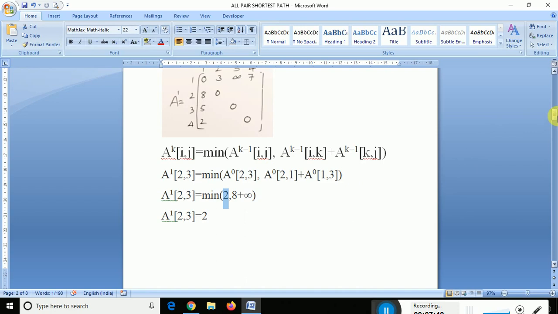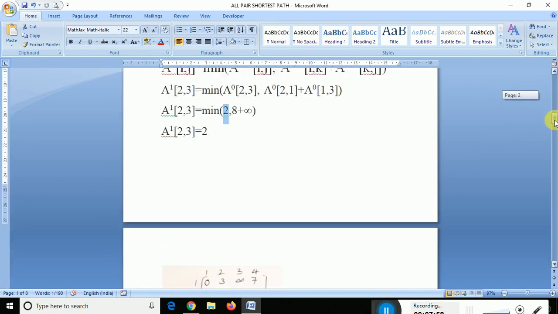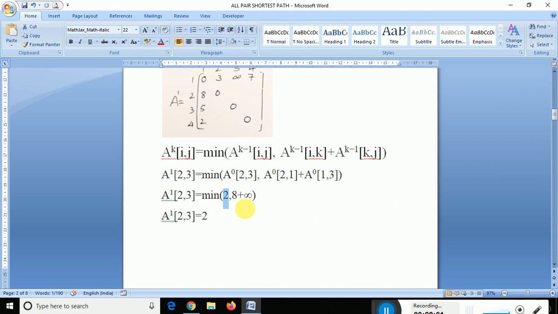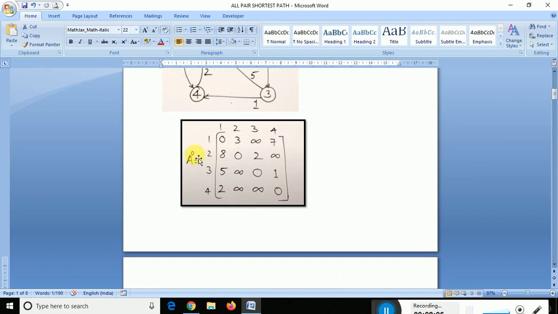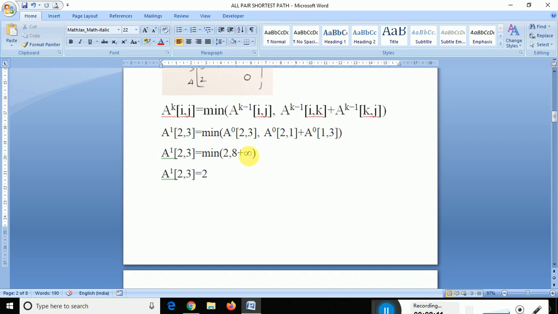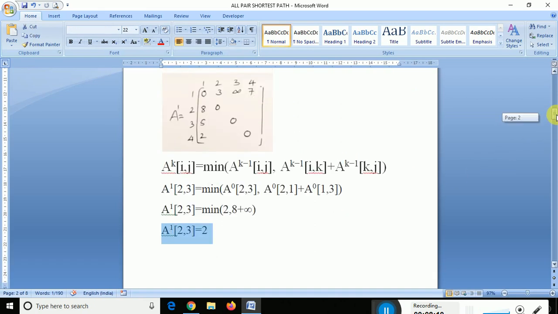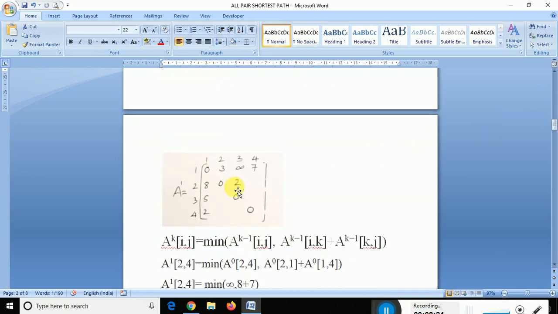a naught 2 comma 1. Where is that? a naught 2 comma 1 is what? 8. Means previous stage we have to take. 2 comma 1 is 8 plus a naught 1 comma 3. a naught 1 comma 3 is infinity. So we have taken infinity here, 8 plus infinity. So now which one is the minimum in this? 2 is the minimum. So we got the answer as a1 2 comma 3, that is second row third column, answer is 2. I have written here 2, second row third column.